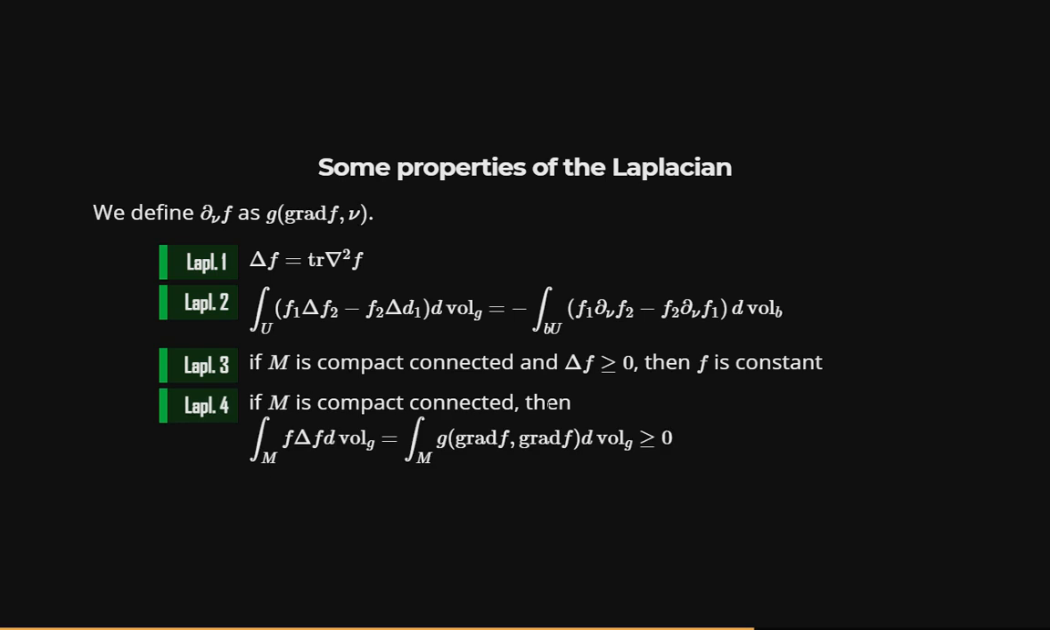Again, if M is compact and connected, then the integral of f times the Laplacian of f is minus the integral on M of the scalar product between the gradient and the gradient, so it is greater or equal than 0. Now, spectral theory.